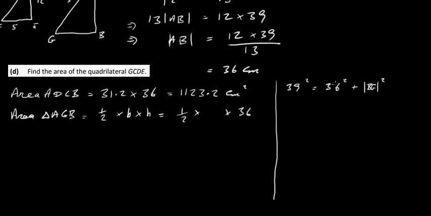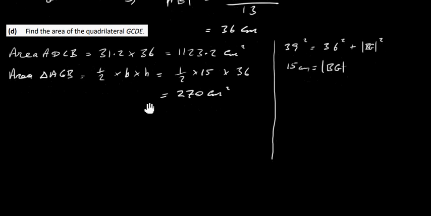Square 39, square 36, subtract them, or in other words, subtract 36 squared from both sides, and then square root, so you get BG, the distance from B to G, is 15 centimeters. So 15 will go in here. When I multiply these three together, I get 270 centimeters squared. Okay, so that's one triangle.